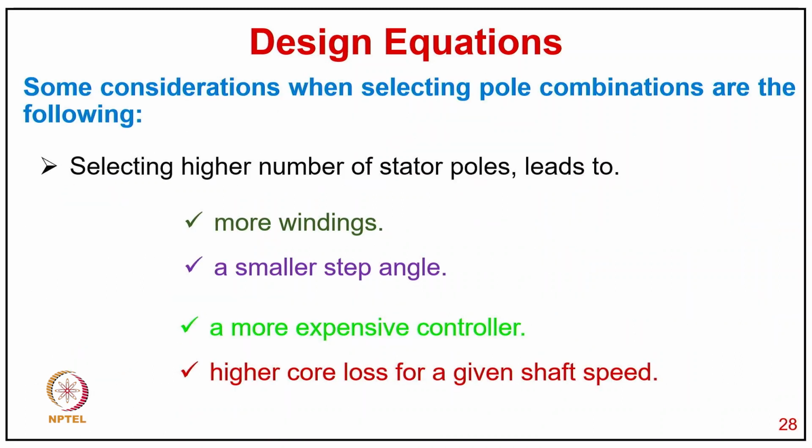Some considerations when selecting the pole combination are the following. Selecting a higher number of stator poles leads to more winding, a smaller step angle, a more flexible but more expensive controller, and higher core loss for a given shaft speed.